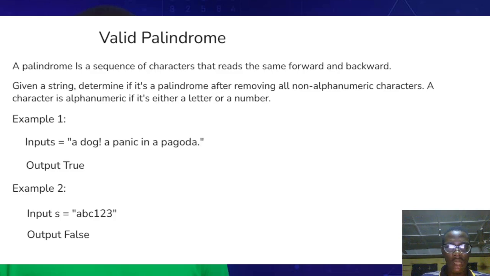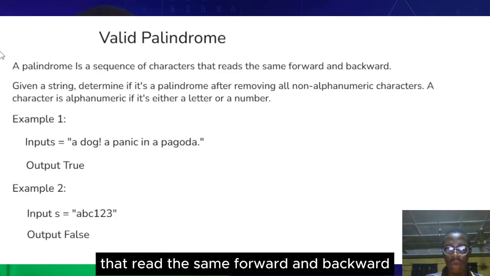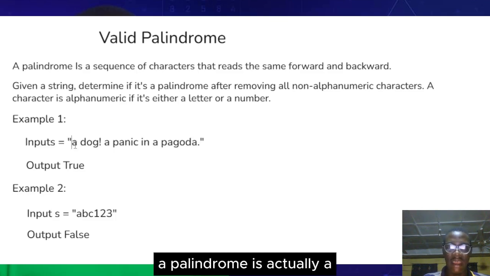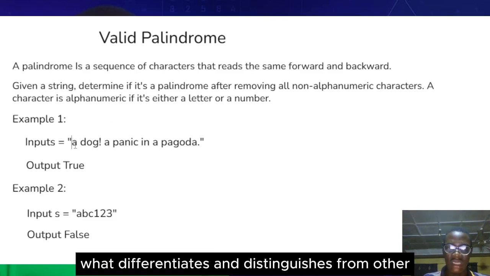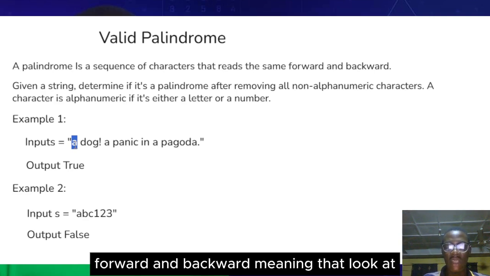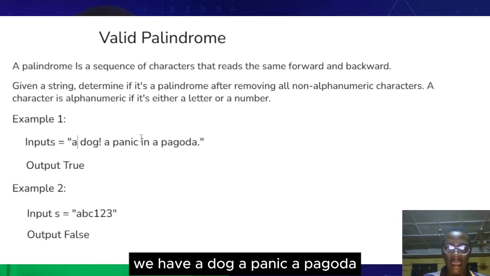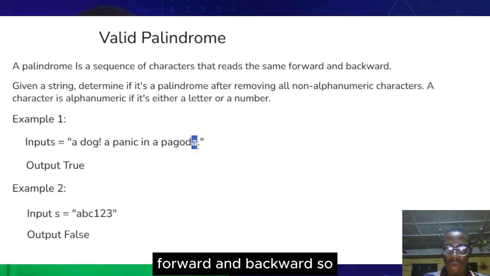Alright. The problem statement says a palindrome is a sequence of characters that reads the same forward and backward. What that simply means is that a palindrome is actually a string, a sequence of characters. But what distinguishes it from other sequences of characters is that it reads the same forward and backward. Consider this string that's given in the example: "A dog, a panic, a pagoda." You will see that it reads the same forward and backward.